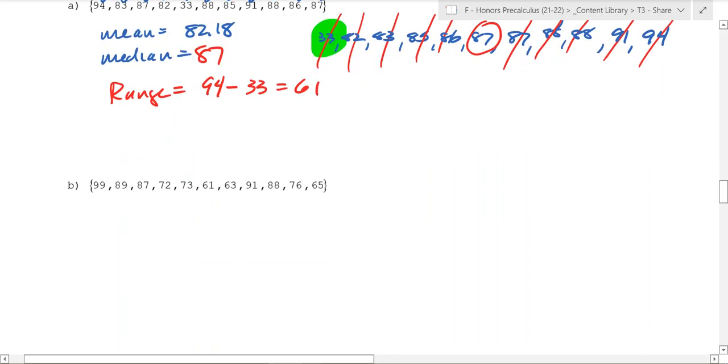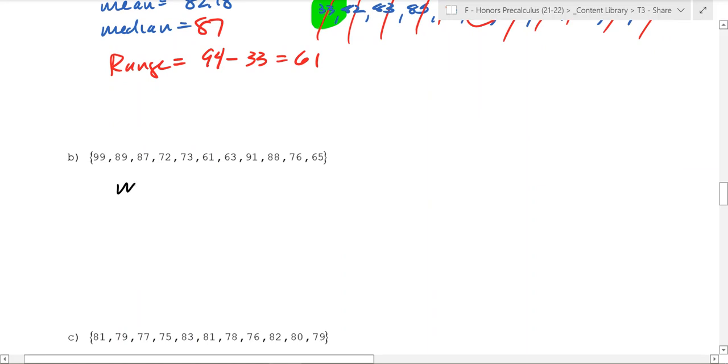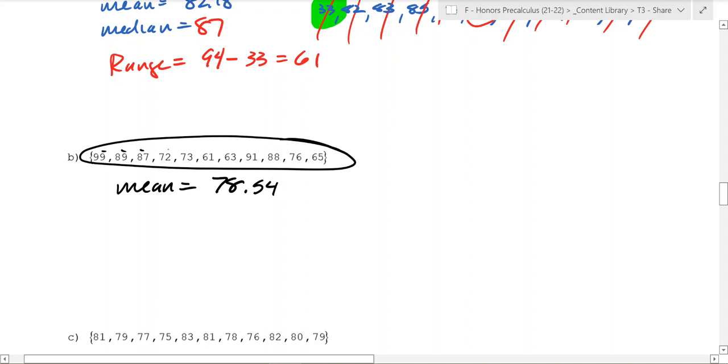So if you do the same thing down here, you end up with a mean on this one of 78.54. You add all of these together and then divide by 1, 2, 3, 4, 5, 6, 7, 8, 9, 10, 11. And then if you list these in order and cross them out one at a time from each end, the median is going to be 76. And then the range is the lowest to the highest. The lowest to the highest on this is 38.